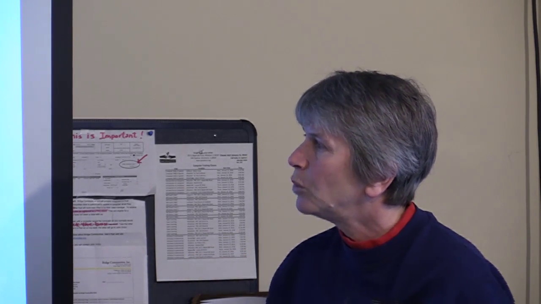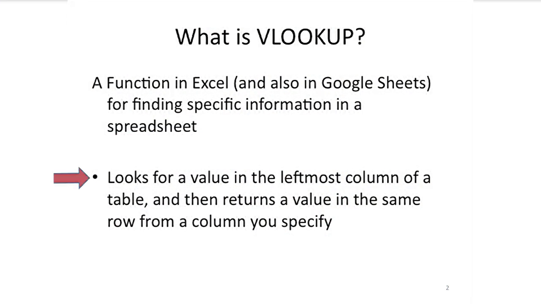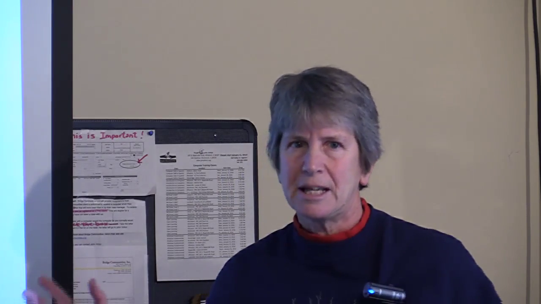Okay? And what it does basically, in a nutshell, is it's going to look for a value in the leftmost column of a data array or a table that you define in the function. When it finds that value in the left-hand column, it then will return a value from one of the other columns in that same row as the value that you specified. So you'll understand that better when I go through it, but that's kind of what it does in a nutshell.